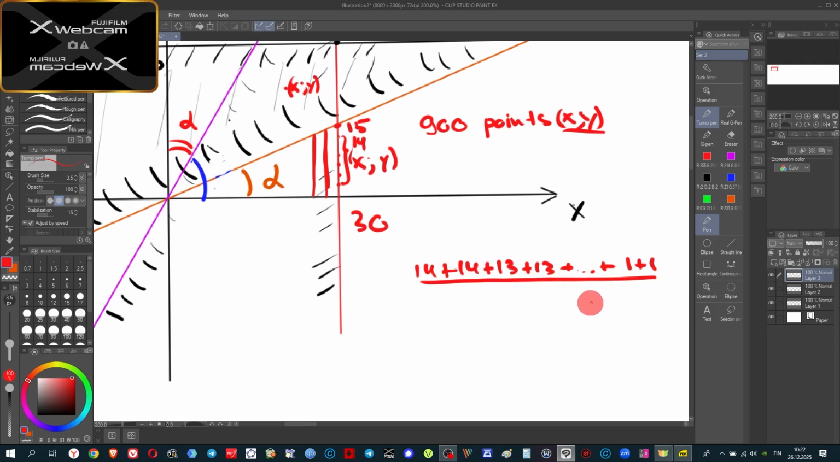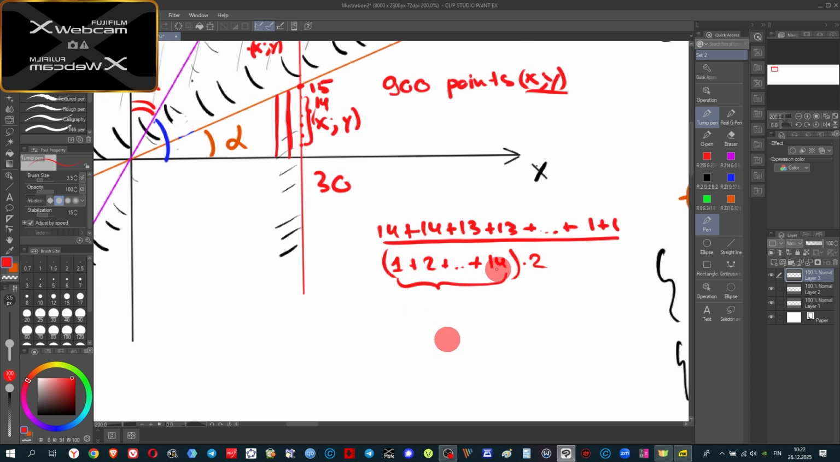So it is basically the doubled sum of an arithmetic sequence that looks like 1 plus 2 and so on plus 14, and this sum should be multiplied by 2. If you calculate this sum, usually the formula is the first one plus the last one, times how many numbers you have, divided by 2. It is the sum of this one, and times 2.